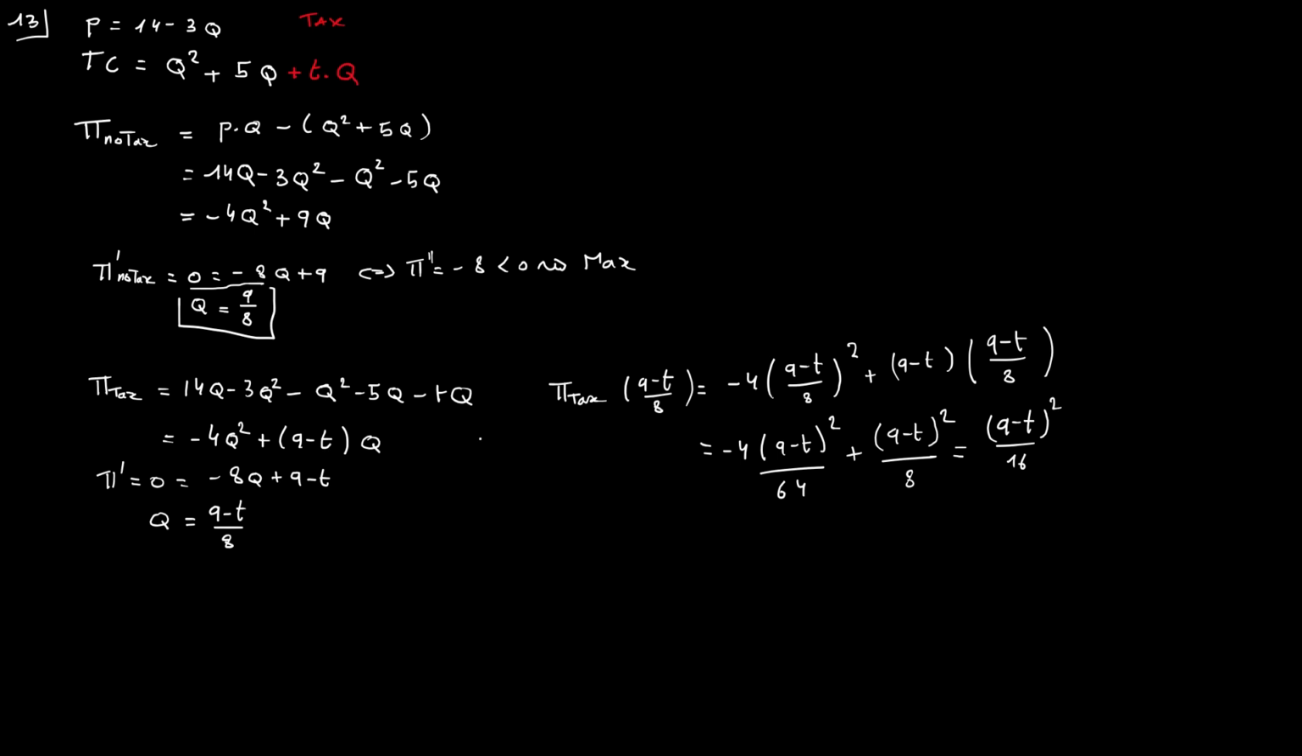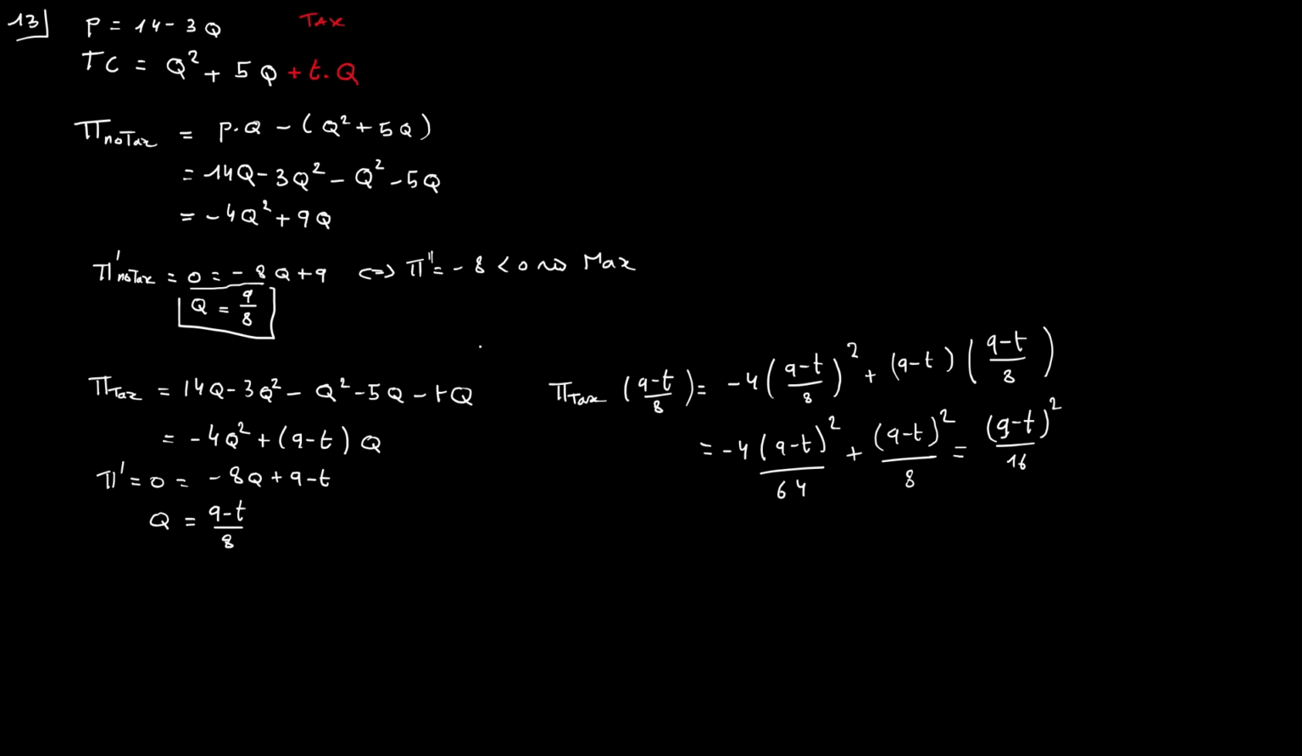Great. So all we need to do now is for the government to tell us that they're going to impose 0.5 euros per quantity sold. We can just fill it in and we immediately know what our profit is going to be, because here this is a 9, of course.